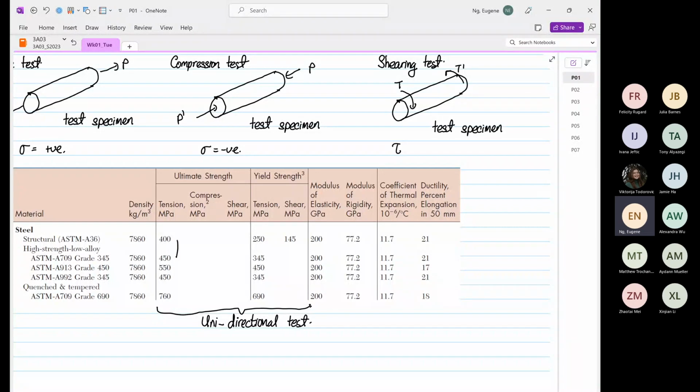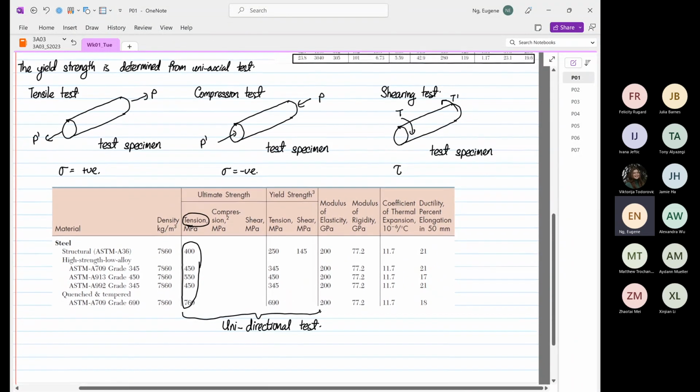What you see over here, all these values over here, is carried out based on what? Tension. Okay. So carried out based on tension means they carry out the test over here in just one direction. Okay, and that's the ultimate strength. And you will see you have nothing for compression and shear.